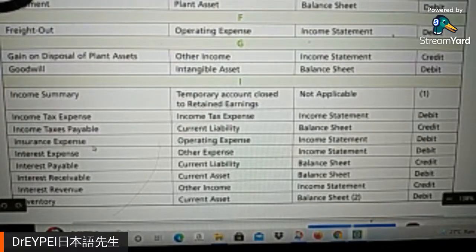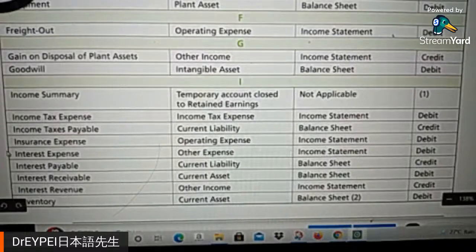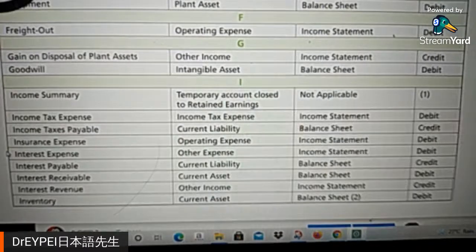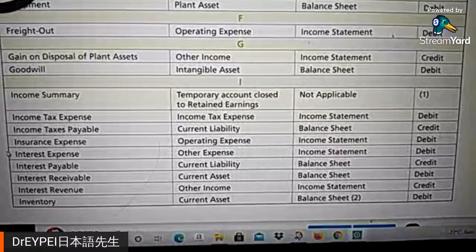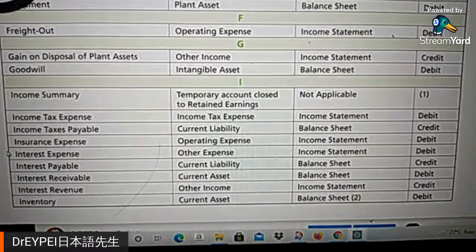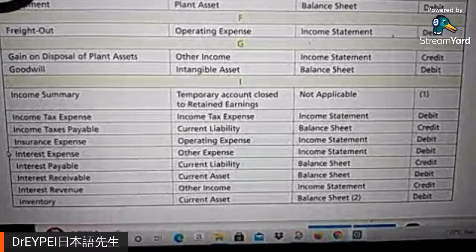What about interest expense? What is an interest? Interest is very familiar to you because, for example, you have money and you put your money in the bank. Your money in the bank will get an interest, for example per year or per month, meaning your money will earn an additional amount. The interest today is very small, about point 1.